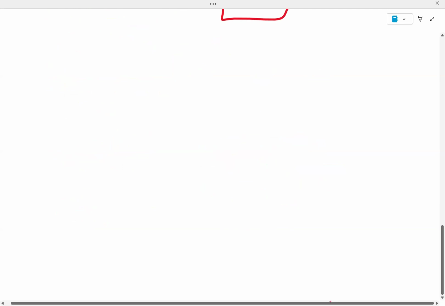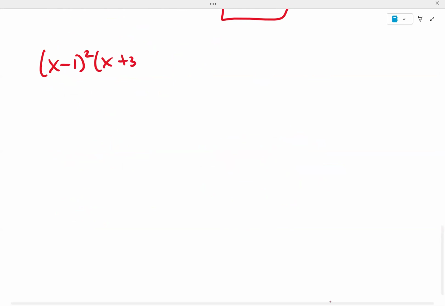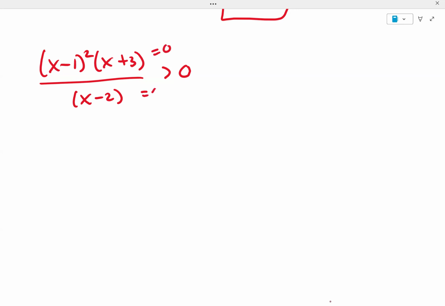And the last one is, now suppose we've got something like this, where it's already factored. And first and foremost, it's set to 0, and it is just one fraction, and it's factored. So again, to get those critical points, we're going to set both the numerator and the denominator equal to 0. So x would be equal to 1 from the numerator, x would be equal to -3 from the numerator, and from my denominator, x would be equal to 2.